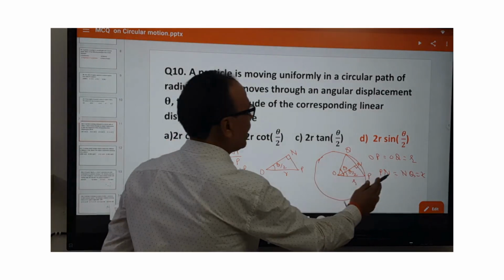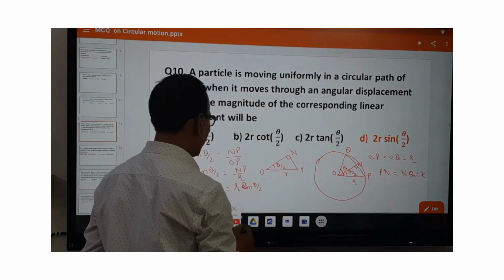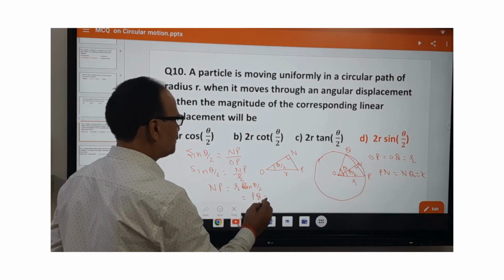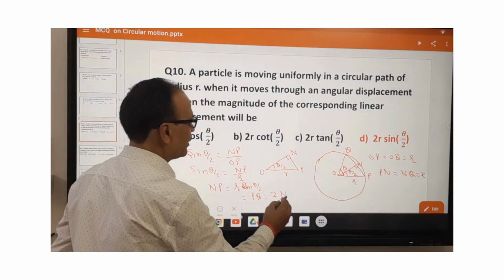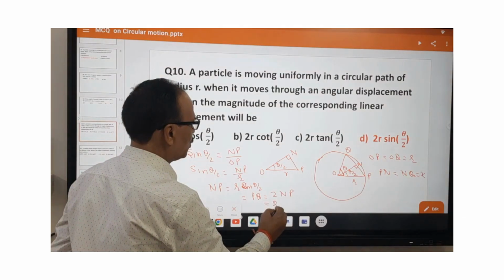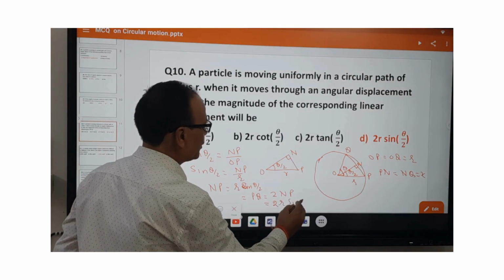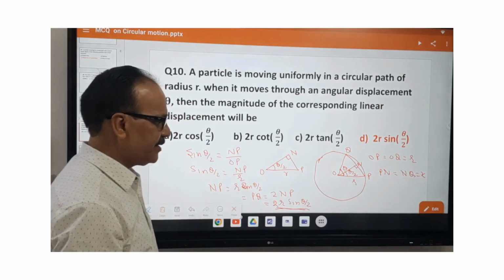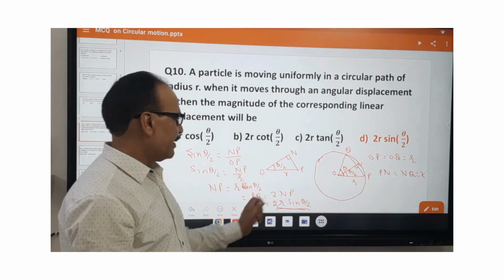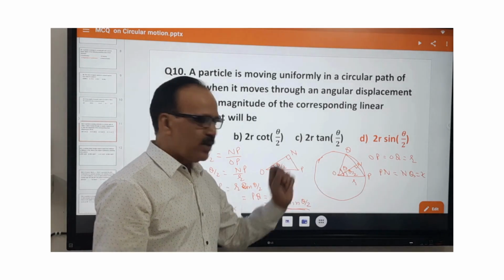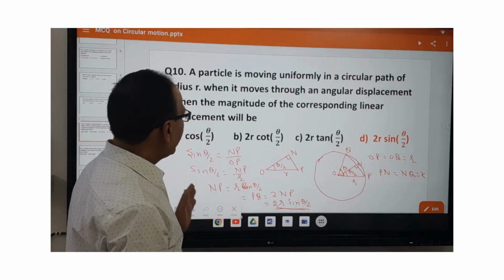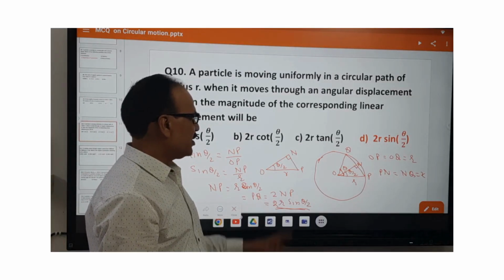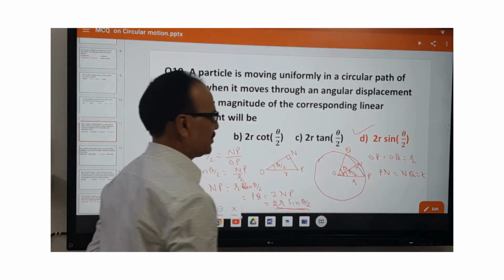And NP and NQ are equal. Therefore, PQ is equal to 2NP, that is 2R sin theta by 2. This is the linear displacement when the particle suffers angular displacement theta. So PQ is equal to 2R sin theta by 2 is our correct option.